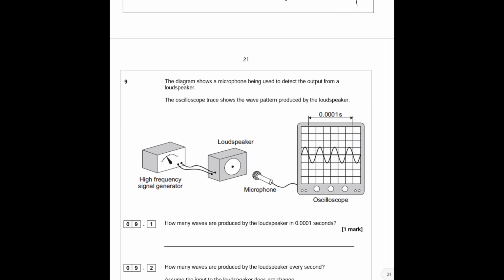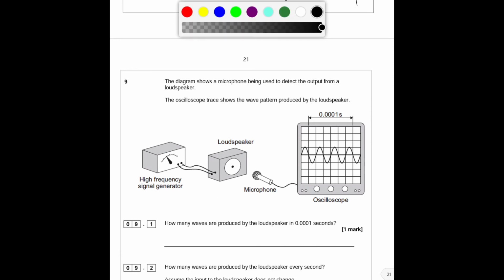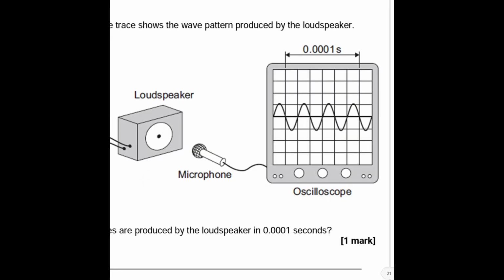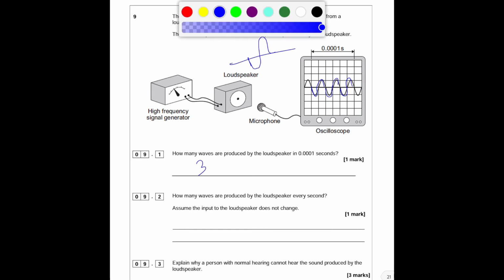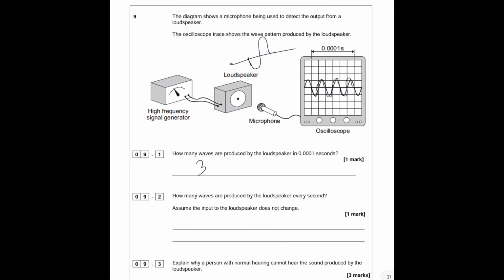Next one, let's understand the diagram. It shows a microphone being used to detect the output from a loudspeaker. The oscilloscope shows the wave pattern produced by the loudspeaker. How many waves are produced by the loudspeaker in 0.0001 seconds? Now here I'm just going to use a different color ink. So how many waves are being produced? You can see there's 1, there's 2, and there are 3 waves being produced. There are 3 waves.